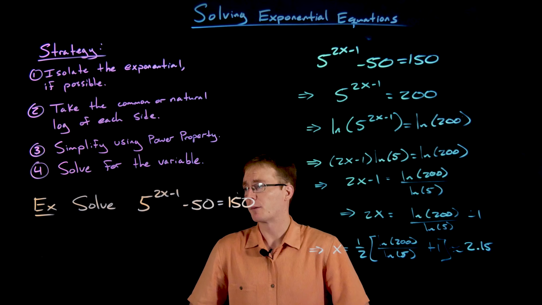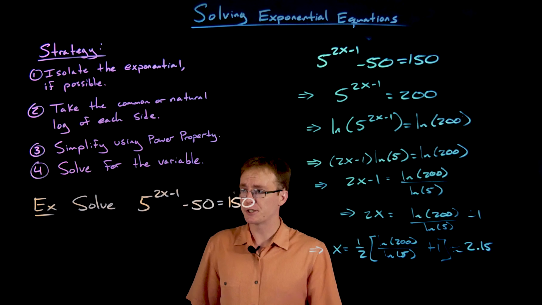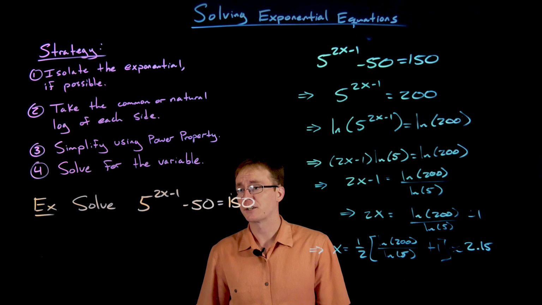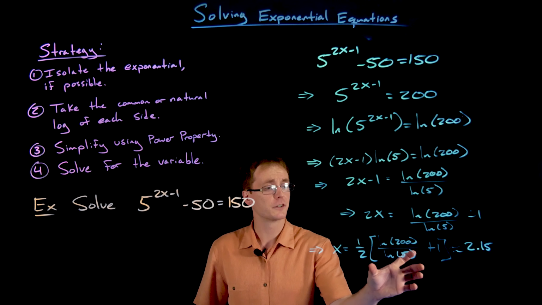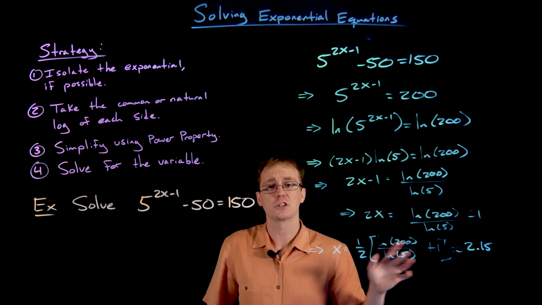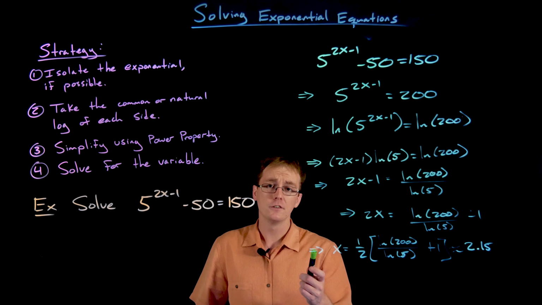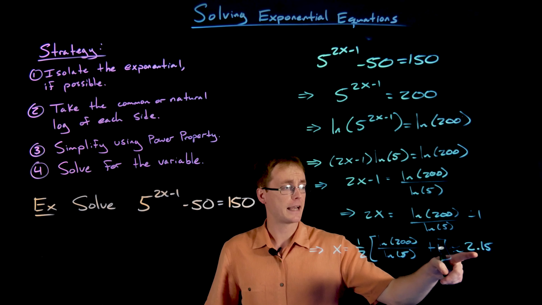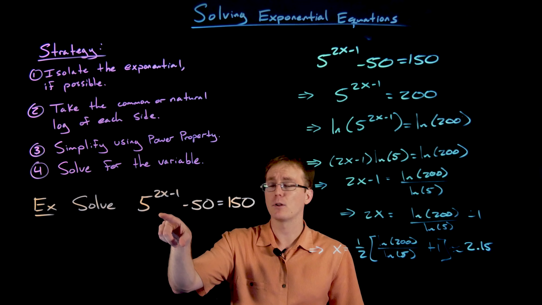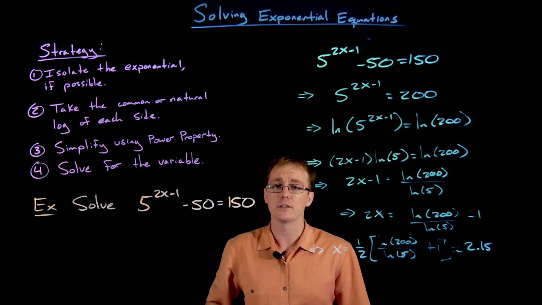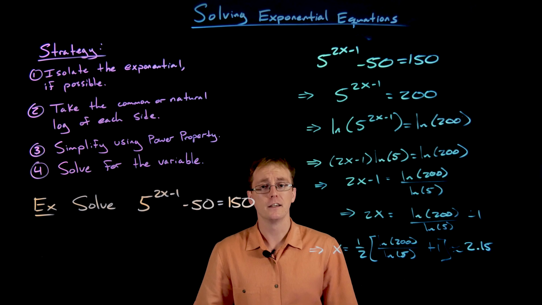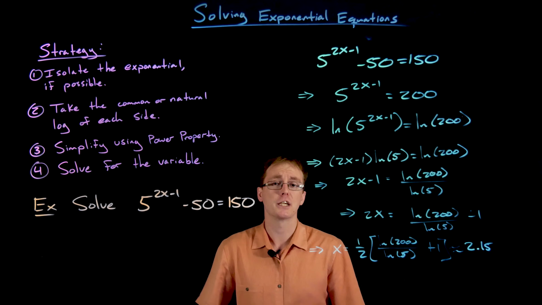So what is our approximate answer to the exponential equation 5 to the power of 2x minus 1 minus 50 is equal to 150? Well, here is our exact answer, which is approximately 2.15. So you can check this real quick. If you take x is about 2.15 and plug it into the original equation, the left-hand side should evaluate to about 150. Don't forget, we can always plug in and check our answers.